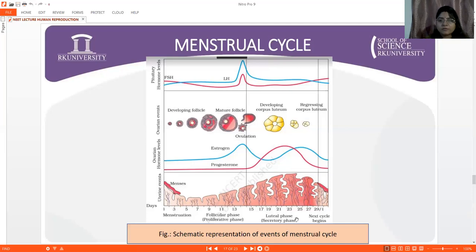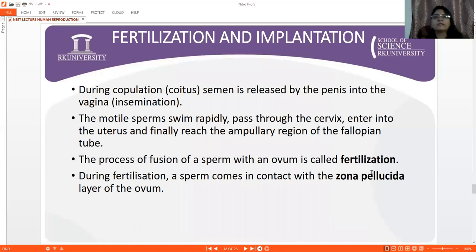So coming to the next one, fertilization and implantation. In this, during copulation or coitus, that is a process, semen is released by the penis into the vagina.